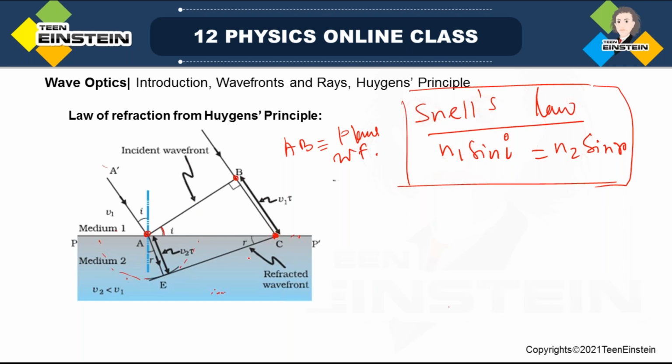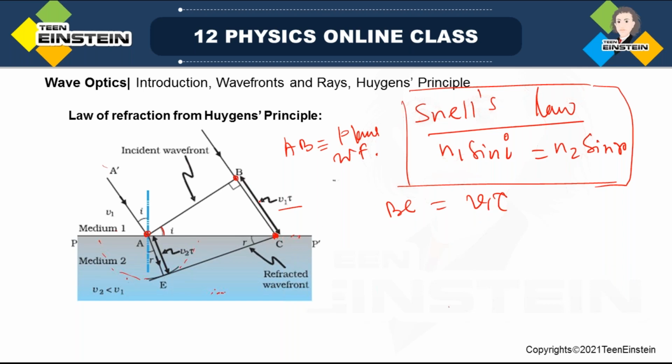Okay, so the wave goes from one medium to another medium. That means this B has to come up to C. Suppose the velocity in the first medium is v1 and tau is the time the wavefront produced by B takes to reach C. So what will be the distance BC? This will be v1 into tau. I'll just repeat it. See, this is the BC length.